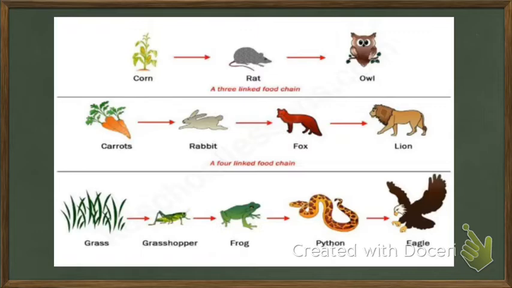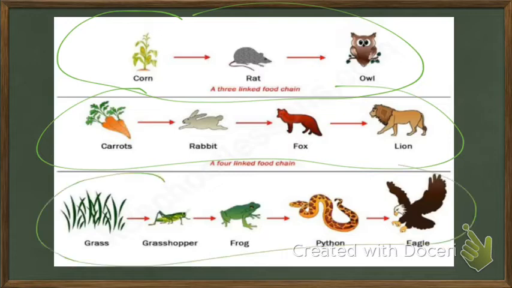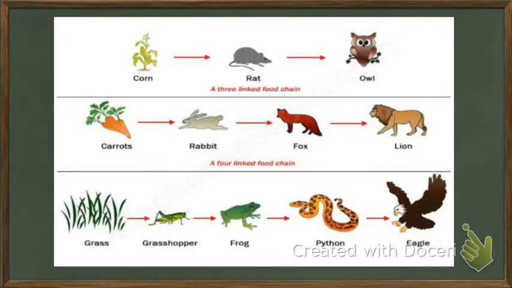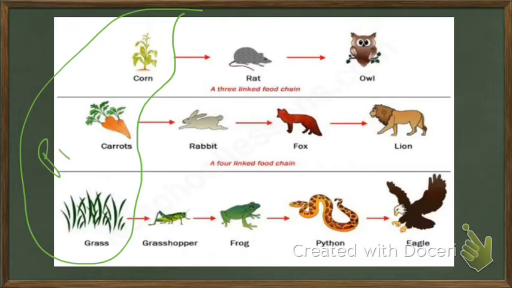Here are some examples of food chains, okay? So this would be one food chain, this would be another food chain, this would be the last food chain. There are going to be specific terms associated with each organism involved. For example, these three here, these are all called producers.